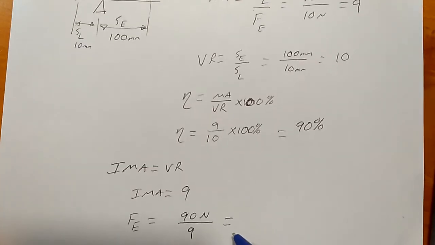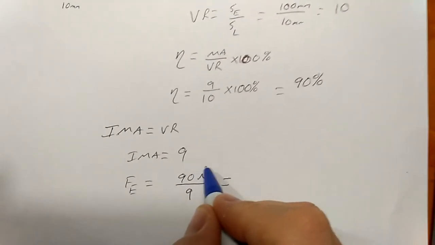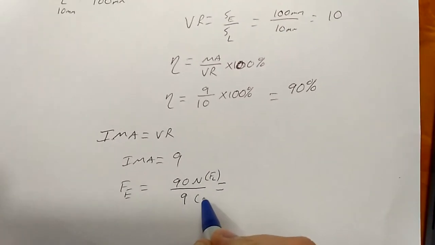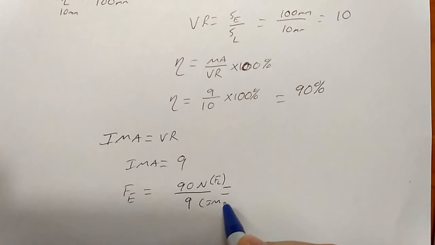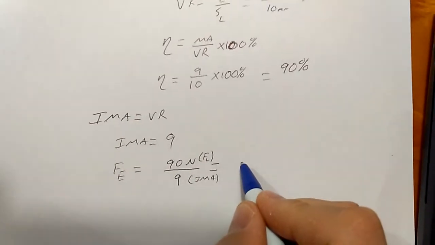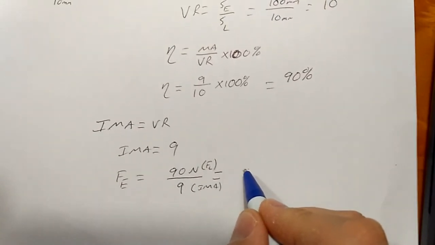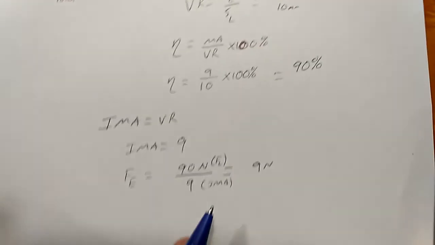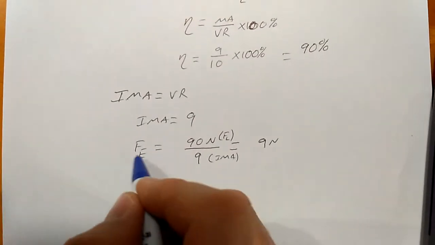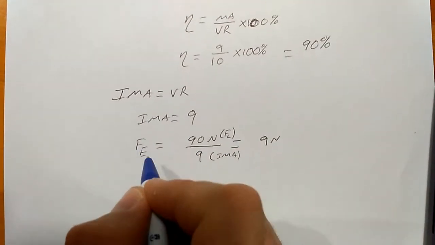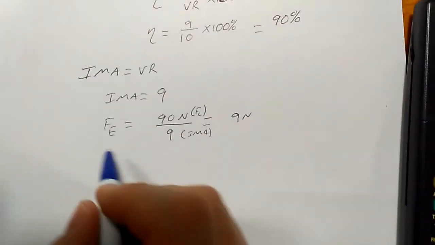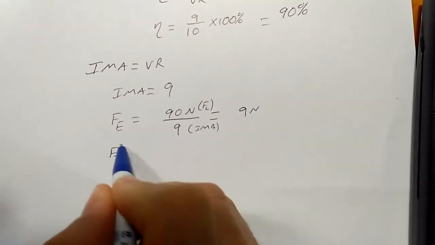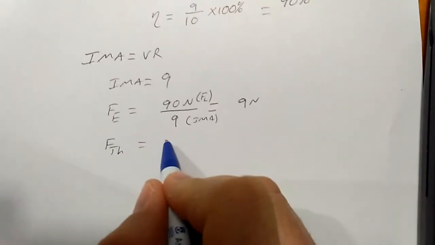then it should only take me, this is your force of the load over, okay, it should only take me the 9 newtons of force to raise it. Okay, so we can call this one the theoretical force. This is called force theoretical, right? That's if there's no friction.